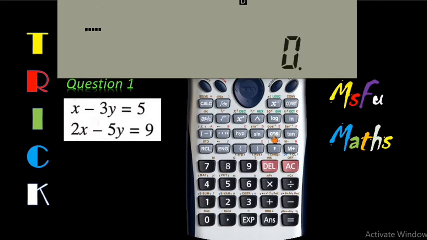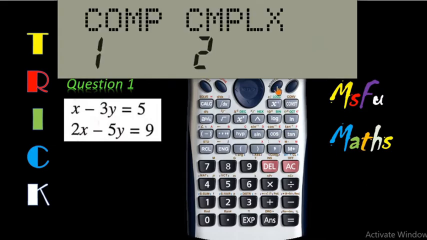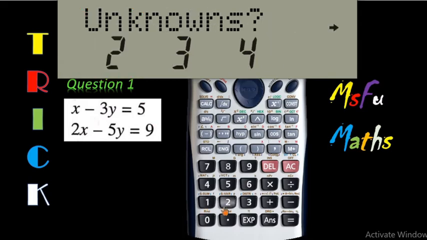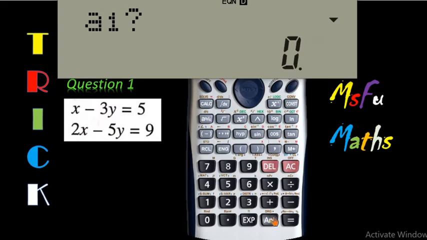We press 1. Okay, I'm going to repeat again how. First step, you press mode, mode, mode, 3 times. Get this equation function, number 1. So you press 1. Then unknowns, choose the number of unknowns that you have here, which is 2. So press 2, equals.